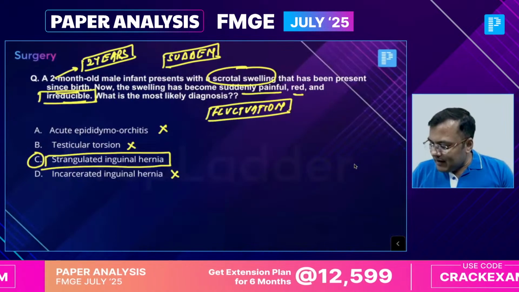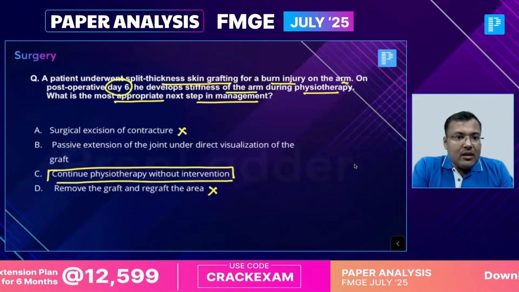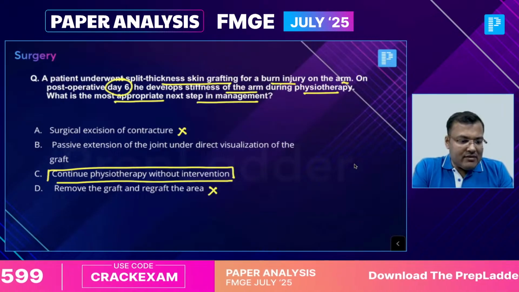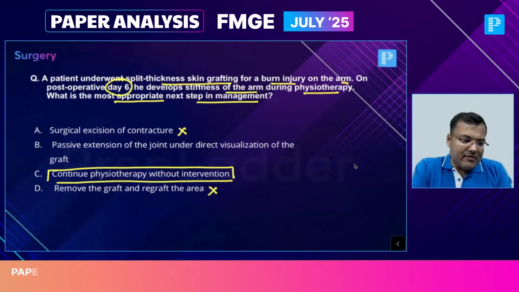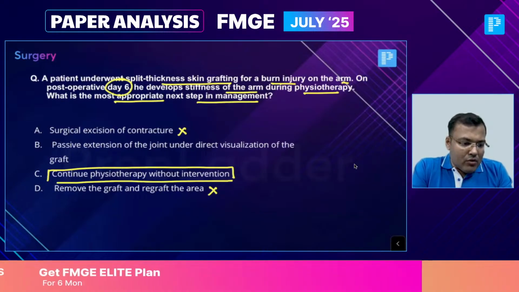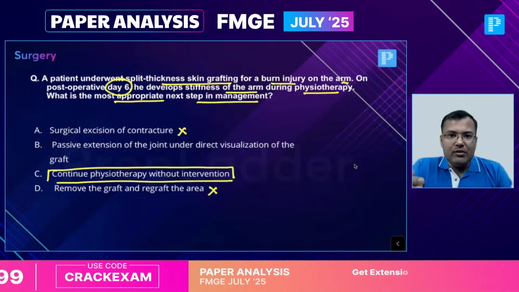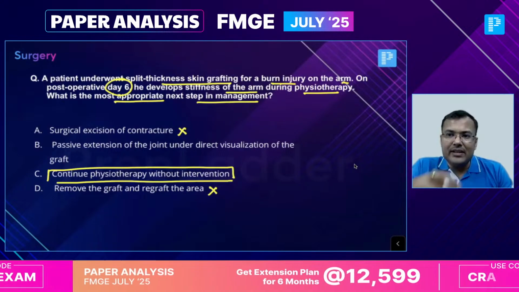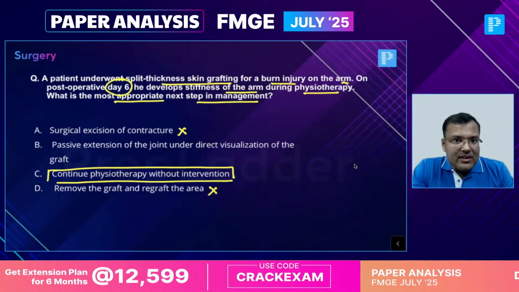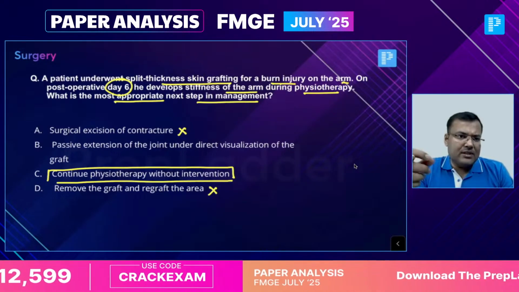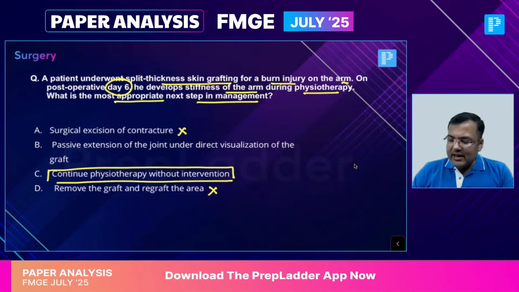Remove the graft and regraft the area? No, we are not going to remove the graft. So what we have to do, guys, continue the physiotherapy without any intervention. Yes, very good. So we continue physiotherapy after waiting for 2 to 3 days. Maulin, Raj, Dodia, you are correct. Guys, so here continue the physiotherapy because at 6 days contracture will not form. Right? When the patient develops contracture later, we have other options. We can go for Z-plasty, we can go for excision. So here, the correct answer is option C.